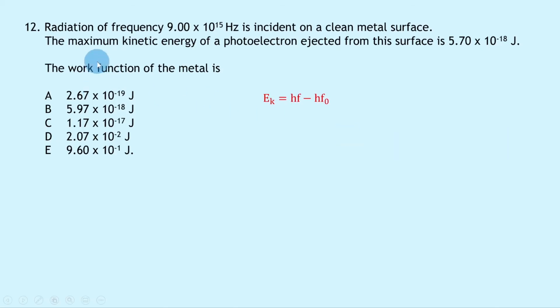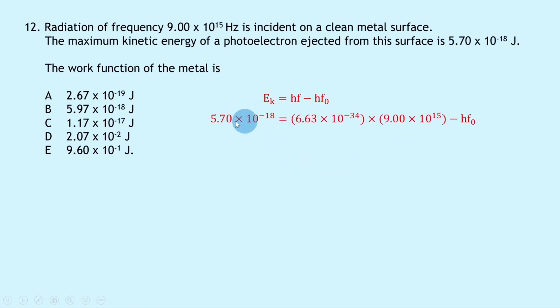And notice how we're asked for the work function, and the work function is given by this whole term hf naught here. Now, because we don't know what the instant photon energy, hf, is, we need to work this out using the instant frequency. So we're going to plug in the values that we're given, which includes the maximum kinetic energy, 5.7 times 10 to the minus 18 joules.